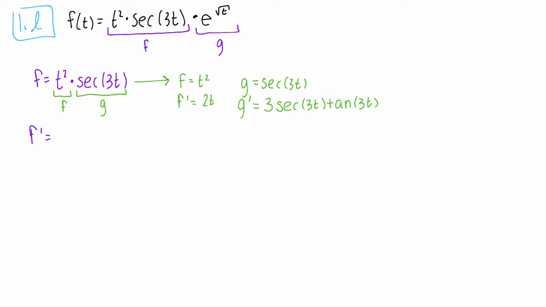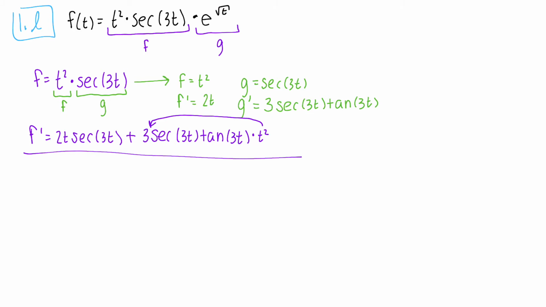So F prime is going to be product rule here, F prime G plus G prime F. So we have 2t, and then G is secant of 3t, plus G prime, so 3 secant 3t tangent 3t times F, which is t squared. I personally like to see my t's right out front, so I'm going to move my t's out front when I rewrite them. So that's F prime.